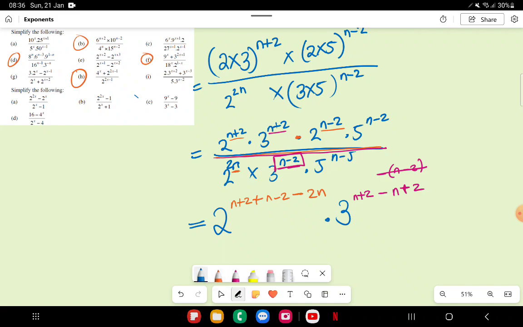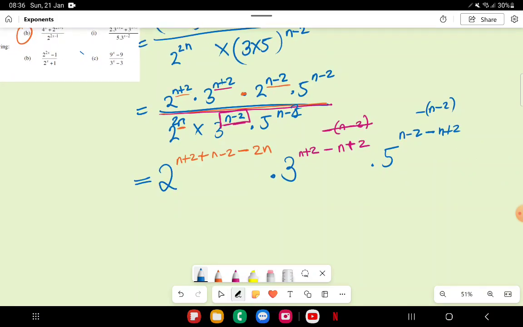And then our last one is going to be our 5 base, and that's going to be n minus 2 as a numerator, and so this should be a 2, minus n plus 2 as a denominator. Again, it's minus n minus 2 with n minus 2 in brackets, changing both signs. Now that we have that, we can simplify.